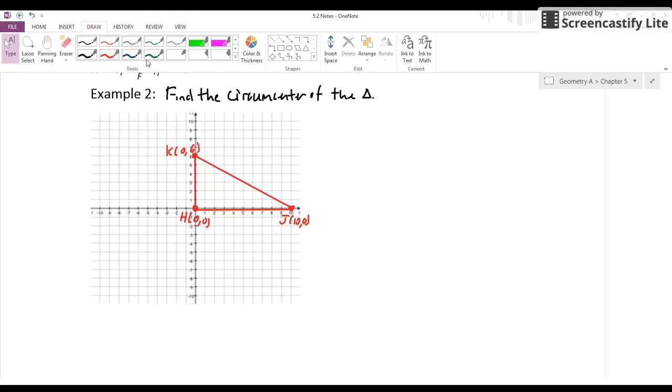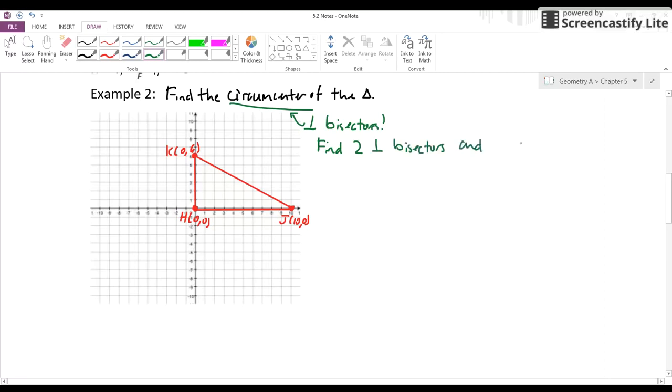Remember, to find the circumcenter, we need perpendicular bisectors. So we need to find where perpendicular bisectors intersect. We basically need to find two perpendicular bisectors and their point of intersection. That's how we're going to find the circumcenter. What's really great about this triangle is that it's a right triangle. It's a right triangle because the right angle is here at the origin, and we've got a leg on the x-axis and a leg on the y-axis.